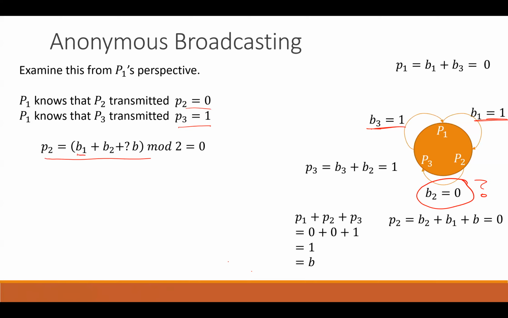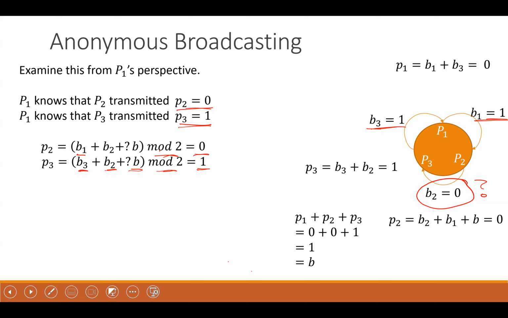they know, well, it's B1 plus B2. If they transmitted, then they added in B, and then mod 2, and then that gave them an answer of 0. Likewise, person 3, I take bit 3 plus bit 2 plus maybe B mod 2, and that gives me an answer of 1. So they know what the result is, and they know some of the information.